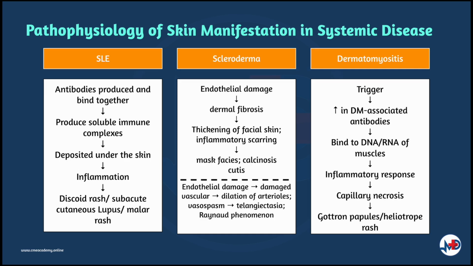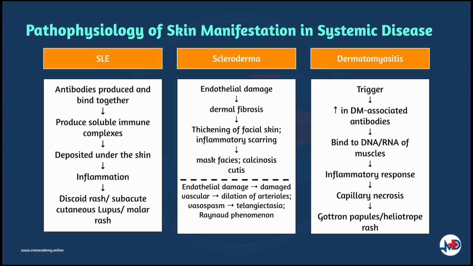In SLE, there is an autoimmune response which produces antibodies that bind to soluble immune complexes that get deposited under the skin. This leads to inflammation, discoid rash, subacute cutaneous lupus, and malar rash. Systemic sclerosis, including vasculopathy and multi-organ interstitial fibrosis, is seen in scleroderma.